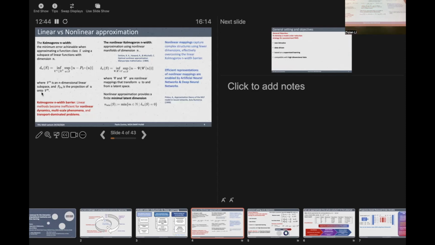So the essence is that the ability to train high-dimensional neural networks enables us to achieve the objective of representing a general manifold with almost no error, but with a much smaller number of dimensions. And that's really the point of nonlinear model order reduction. So let me now set up the problem a little bit.